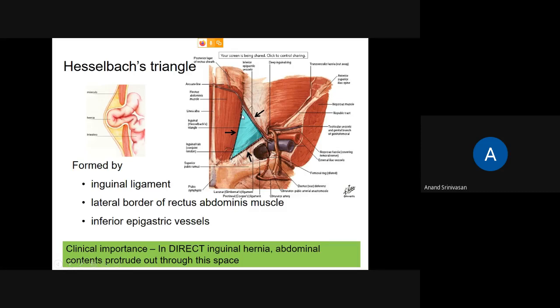This is a weak area. That's why it is called Hasselbach's triangle, and we are giving importance to it. So what happens in this case? The Hasselbach's triangle is weak, so the intestinal contents come directly through this triangle and project through the superficial inguinal ring. It will not pass through the deep inguinal ring, the direct inguinal hernia.